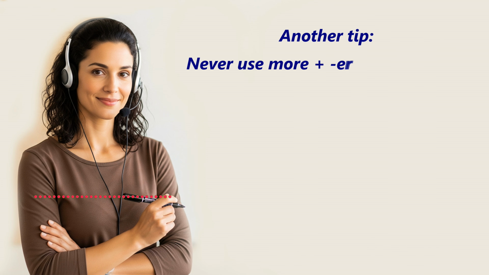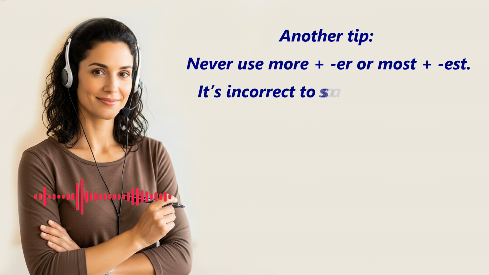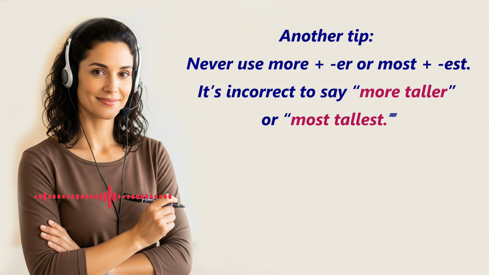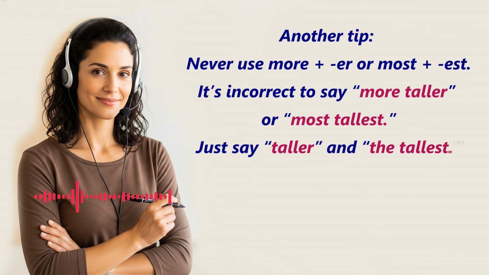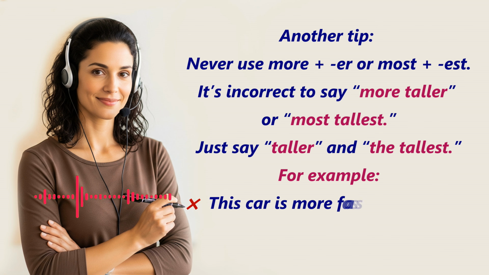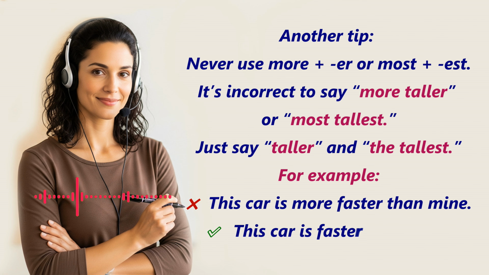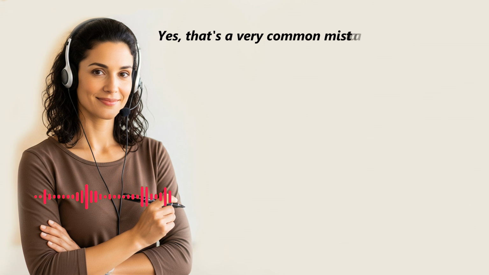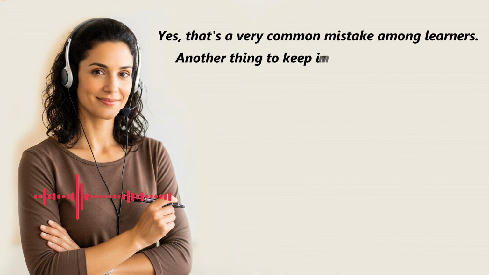Another tip: never use "more" plus "er", or "most" plus "est". It's incorrect to say more taller or most tallest. Just say taller and the tallest. For example, this car is more faster than mine. This car is faster than mine. Yes, that's a very common mistake among learners.